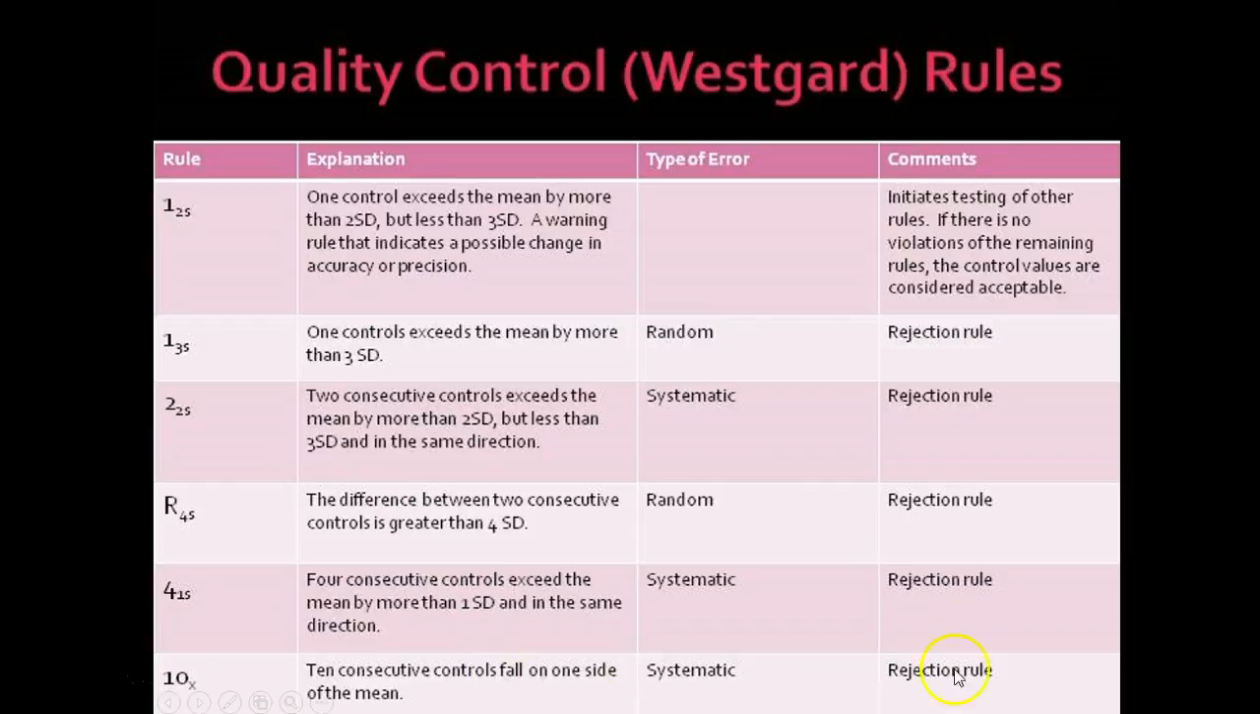So what's important to know is that everything but having 1 out just over 2S is a rejection. You cannot keep reporting patient results if your QC fails.